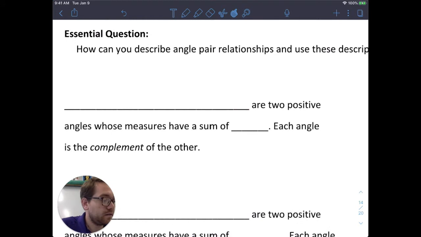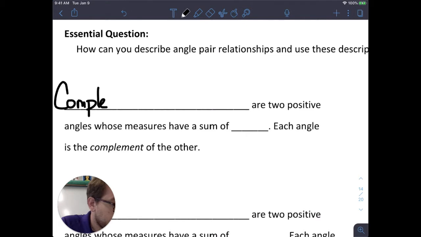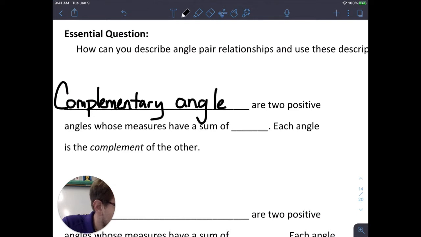Complementary angles are two positive angles whose measures have a sum of 90 degrees. So each angle is the complement of the other. So complementary angles are two positive angles whose measures have a sum of 90 degrees.